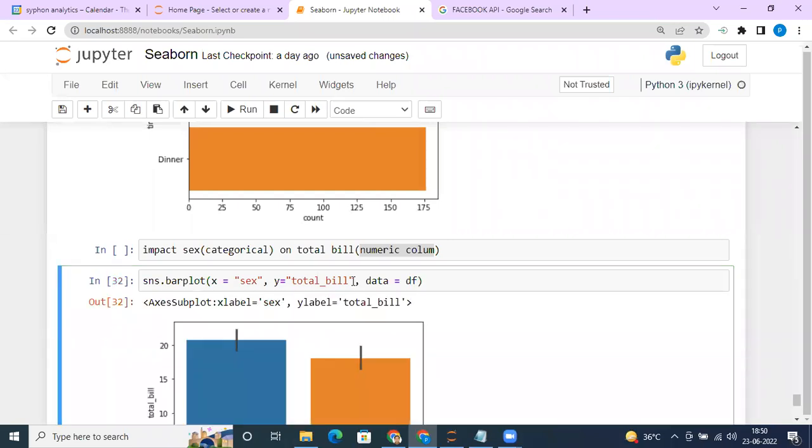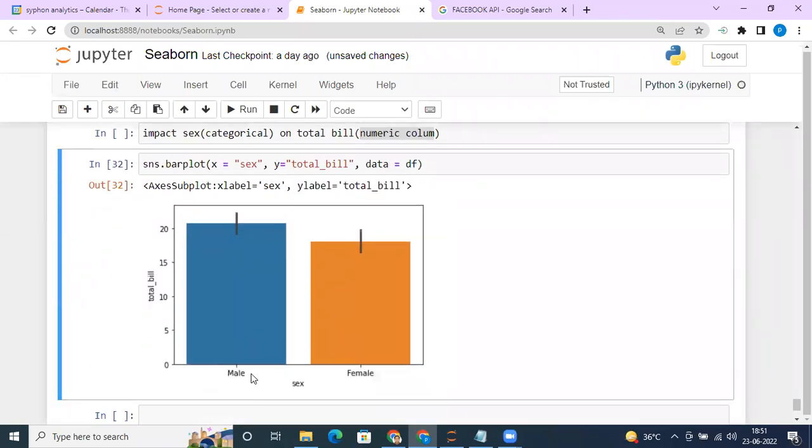Let me execute this and see the information we are getting here. On the x-axis we have male and female, means my sex column. It has two categories, males and females, and this is total bill. Here you are seeing the average bill, or the mean bill. The mean bill paid by the males is more than the average bill paid by the females.